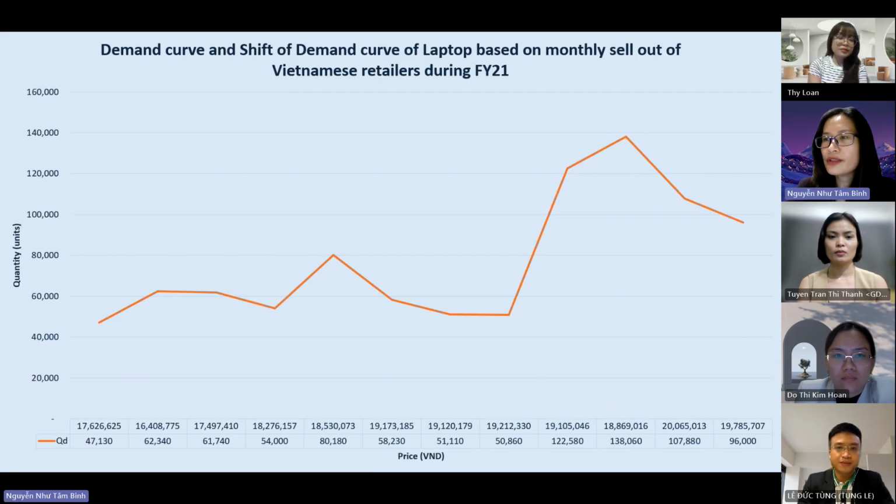Now we will start with the demand that happened in 2021. You know, Vietnam suffered from COVID-19 since March of 2020. However, it was not locked down until April of 2021. Hence, from January to April of 2021, the demand curve followed the normal rule. There was a negative relationship between price and demand. When the price increased, the demand decreased, and when the price decreased, the demand increased.